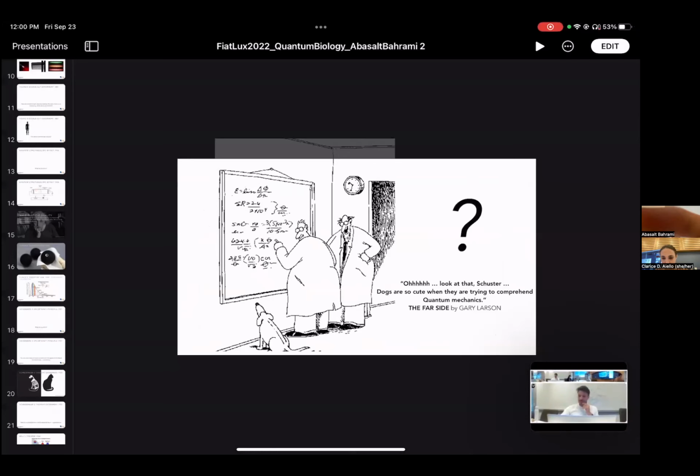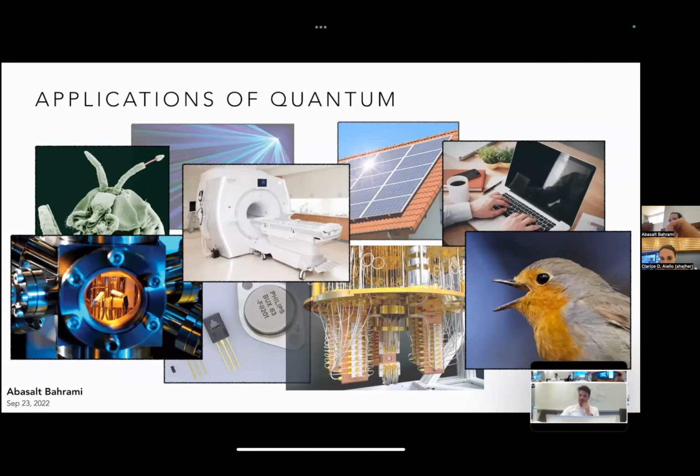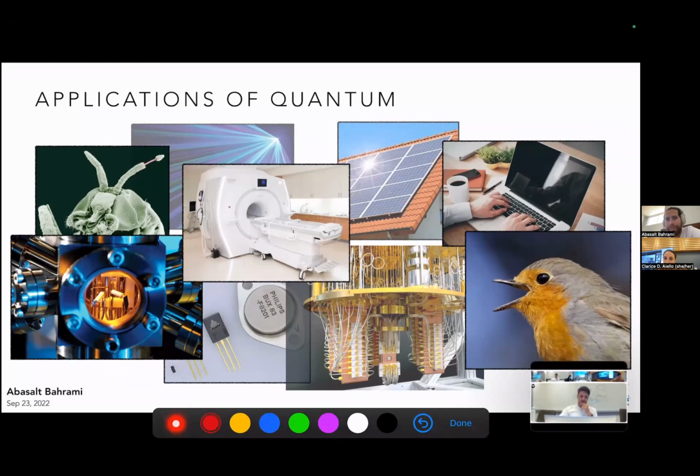Okay, for example, maybe we talk about these applications in quantum mechanics. They are all using fundamental quantum mechanics. For example, when you talk about electron microscopy, how it is working, it is based on quantum. So it is electron tunneling.